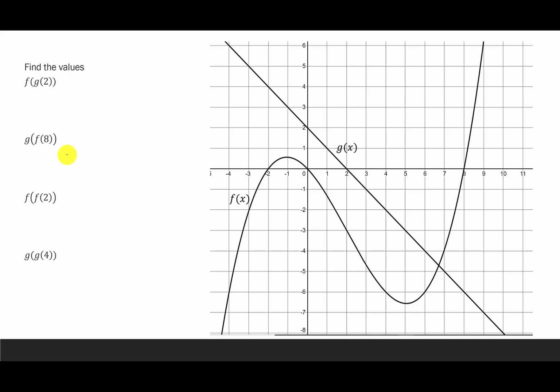All right, more composition. This time we're going to do it graphically. Same kind of ideas though. We're starting inside out.